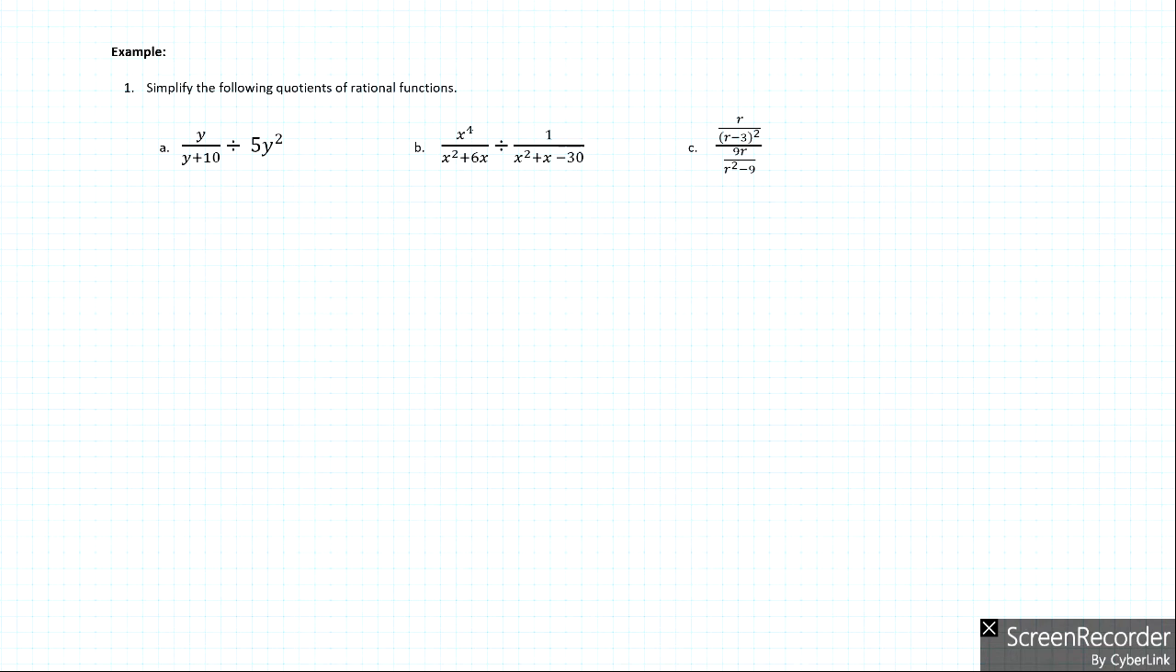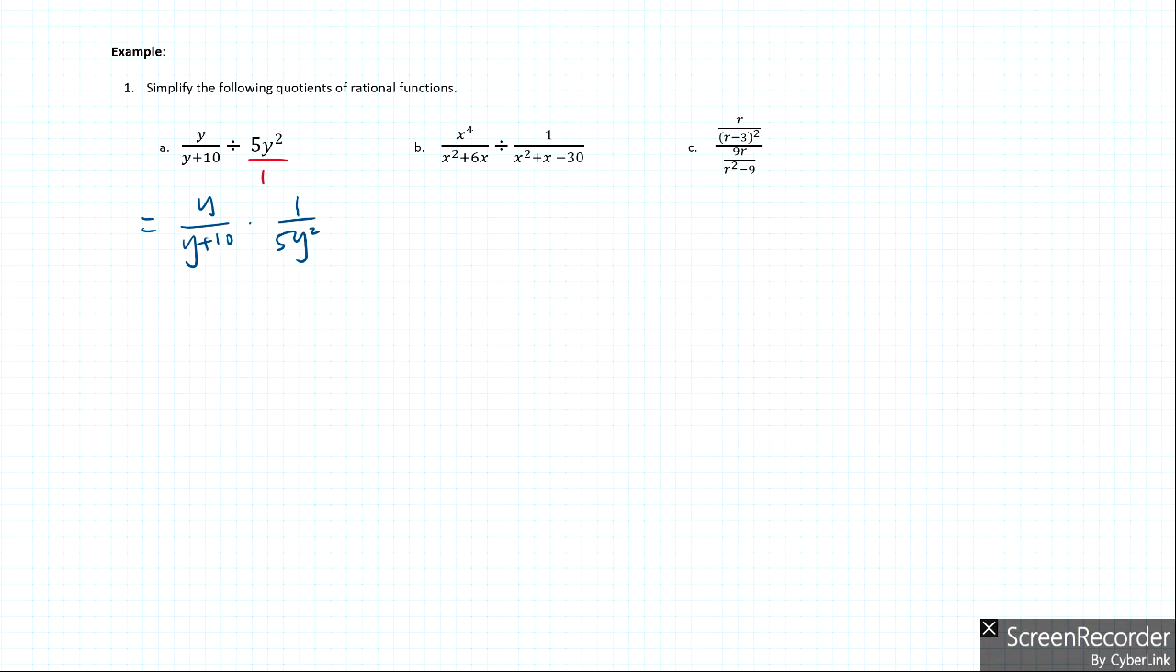And here we have 5y squared. We can convert this into a rational form by putting it over 1, just as we would with any number, where we can put a 1 underneath to create a fraction form to help us keep track of what's on the numerator and what's on the denominator. Once we have done so, this is really equal to y over y plus 10 times 1 over 5y squared, just by switching the numerator and denominator of the second rational expression.